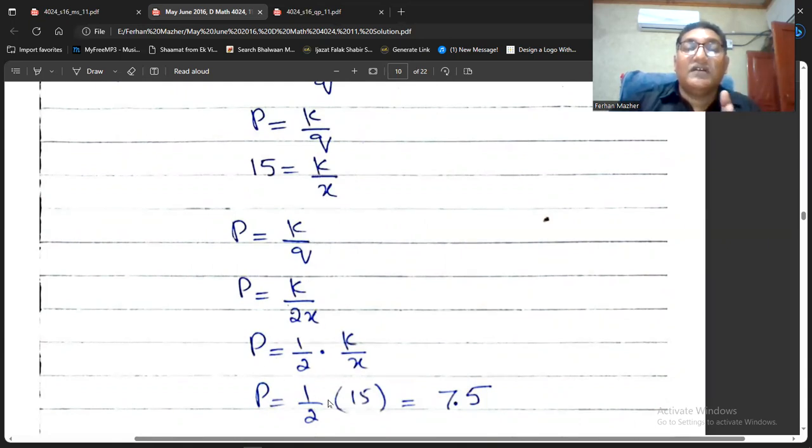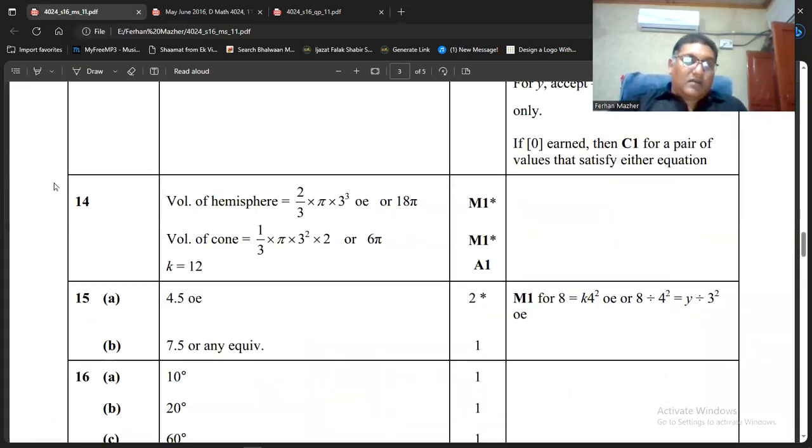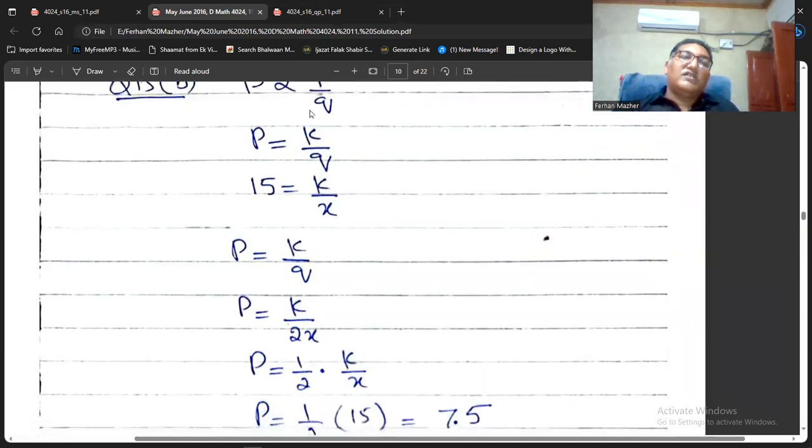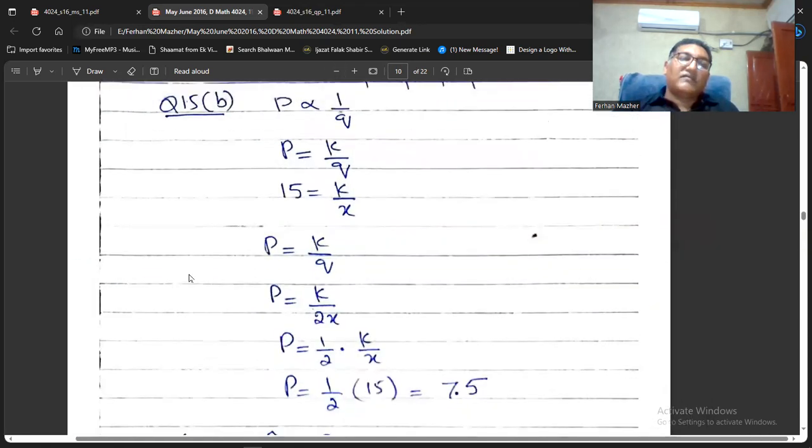So you will have 1 by 2 into 15, that's 7.5. So the value of the P will be 7.5. 7.5 is the right answer, sir. You can see here, this is how this is done. So hopefully you understand. That is question number 15 and its B part.